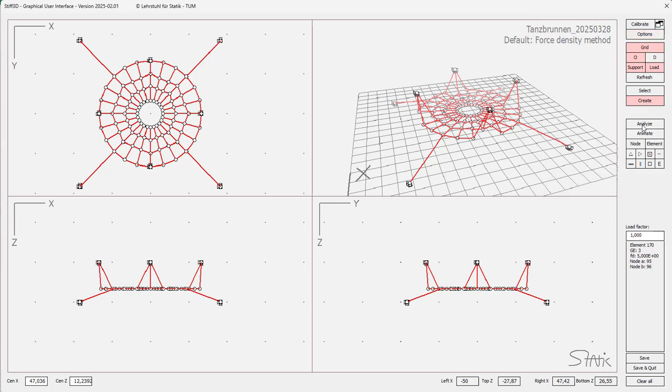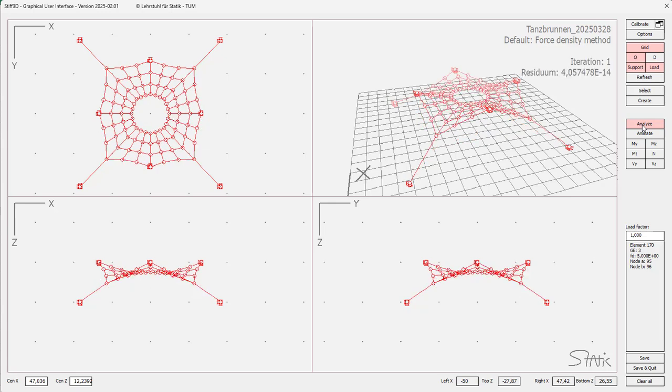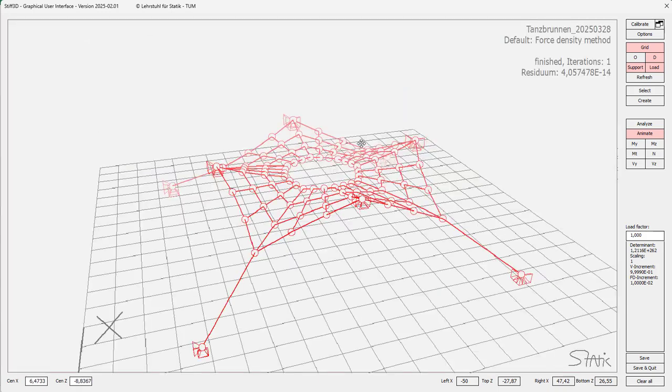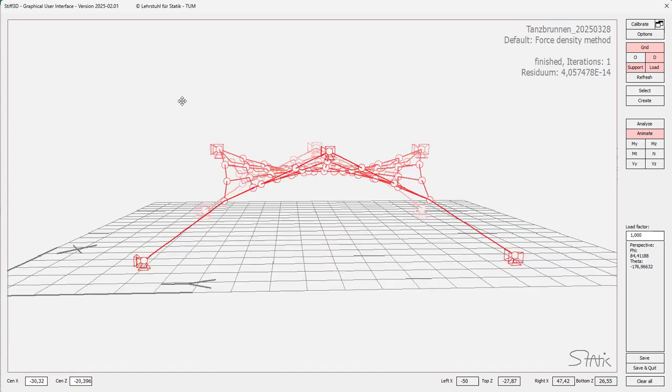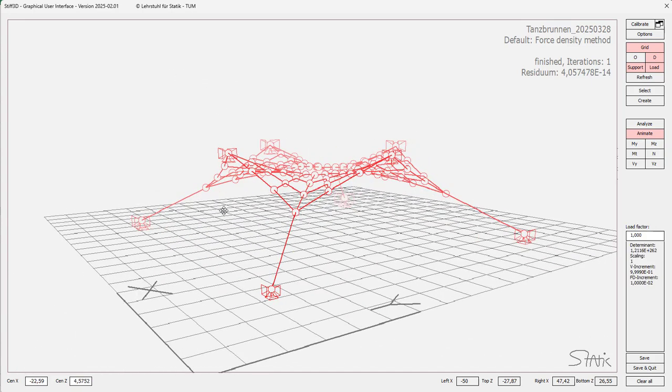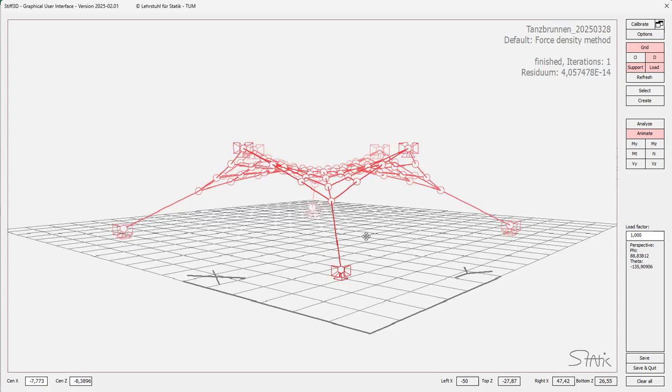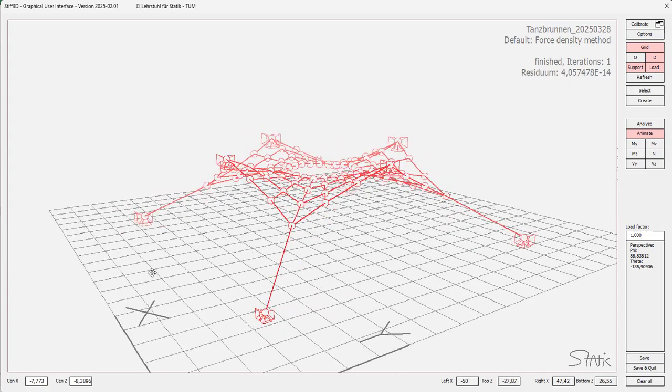Okay, and let's do the analysis. And indeed, we are finished after 1 iteration with a residuum of 10 to the minus 14, which is a numerical 0. Let's maximize the perspective view and let's walk around a little bit. And that's the impression of the form-found structure in equilibrium.